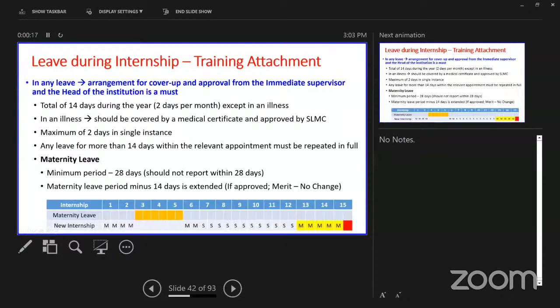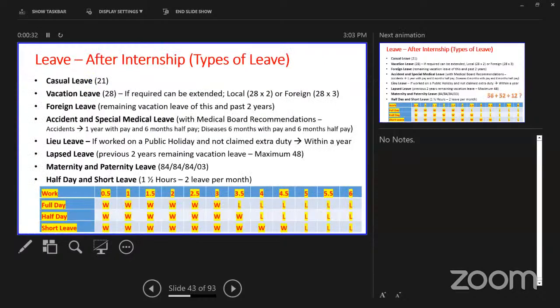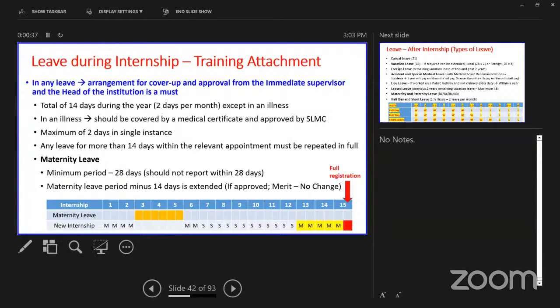So this is what I want to show. Sorry for the technical issue. If you have any questions, just put them in the chat box. I'm going to continue from here. This is not very important regarding the leave after the internship. We may do it during the post-intern session. So please remember, regarding the maternity leave and any leave, the arrangement of cover up and approval from the consultant and the head of the institution is a must.